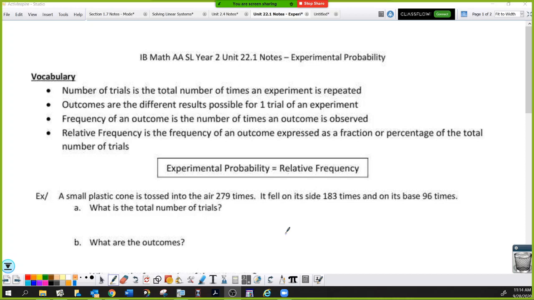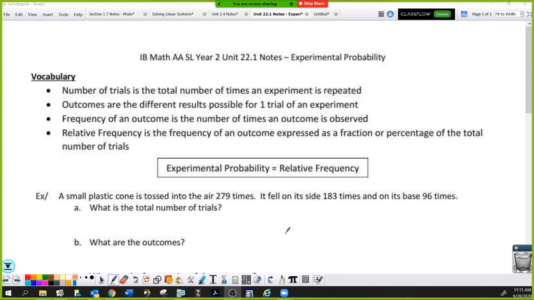Some vocabulary for you. The number of trials is the total number of times an experiment is repeated. Should make sense. I'm going to roll this die 16 times. That's 16 trials. Outcomes are the different results that are possible for a single trial of the experiment. So if I roll that die, there are 6 possible outcomes.